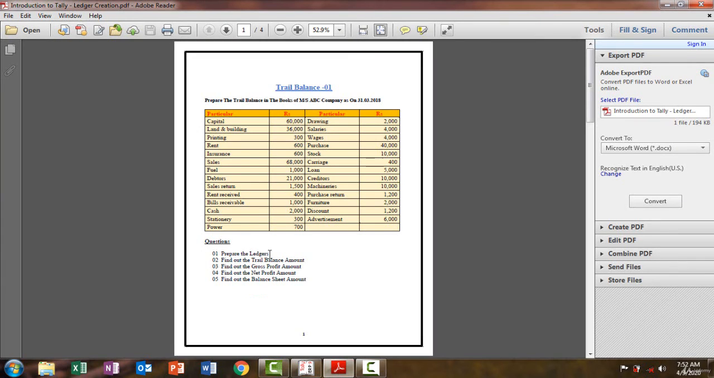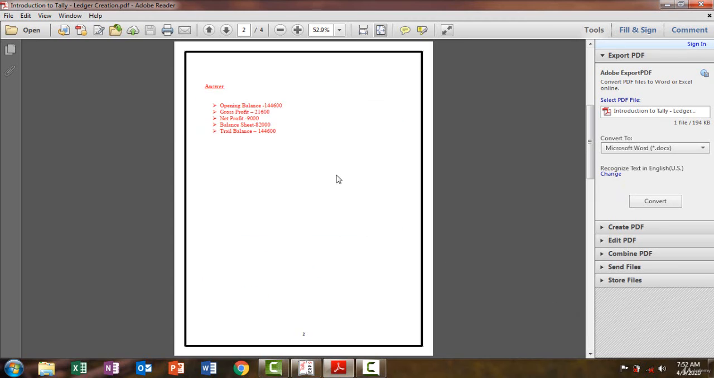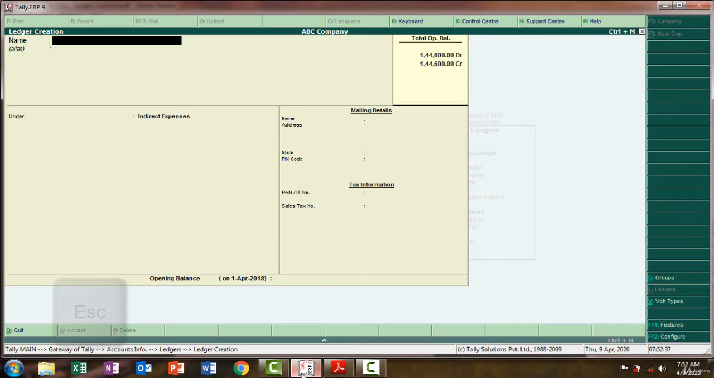So the first one, prepare the ledgers. We have already created the ledgers. And the second one, find out the trial balance amount. You can see the answer: opening balance or trial balance 144,600. How can we see?